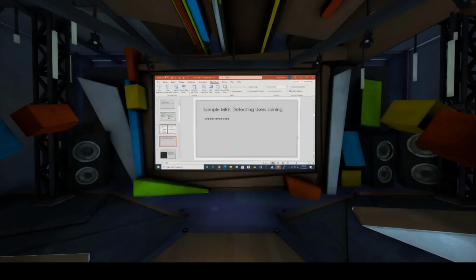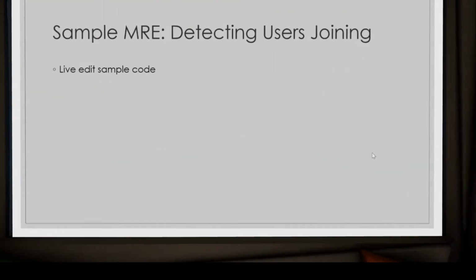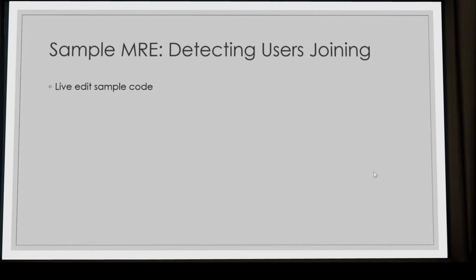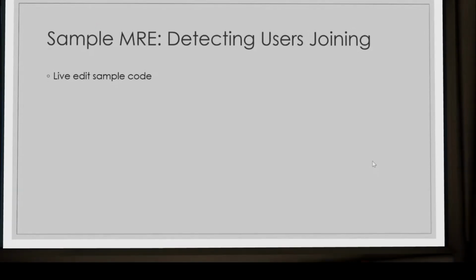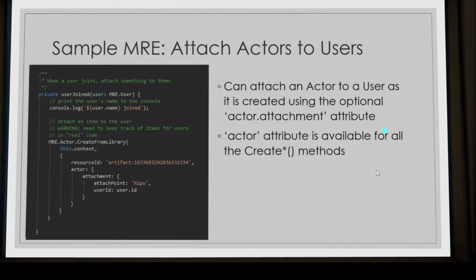Right, I think we're going. All right, so I live edited that code. We're going to continue and see how far we can get. Hopefully I won't crash again, but we'll just do what we can here. All right. So the next slide here, the slides look like they're frozen to me. Are you guys seeing the sample MRE attach vectors to users? There we go.